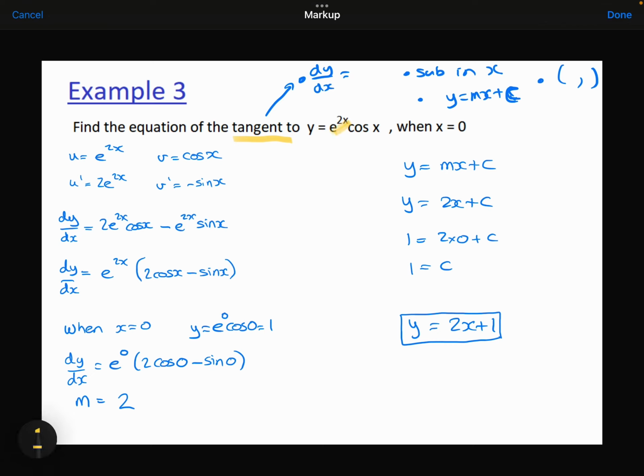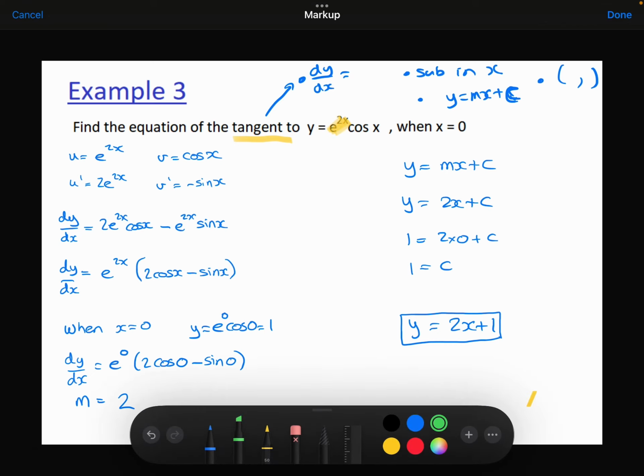In this case, in order to differentiate this, we need to use the product rule because I've got e to the power 2x times cos x. So I've selected my u to be e to the power 2x. I've selected my v to be cos x. When I've differentiated the exponential, I know the exponential differentiates to be the exponential with the inside staying the same. And then I times by 2 because that's the derivative of the 2x. So e to the power 2x differentiates to be 2e to the 2x. Then differentiating cos, I get a minus sign.